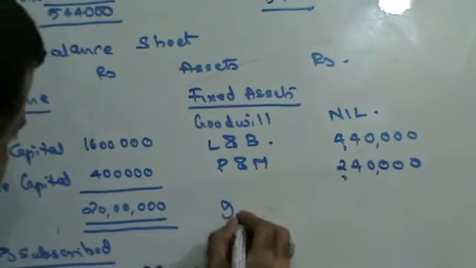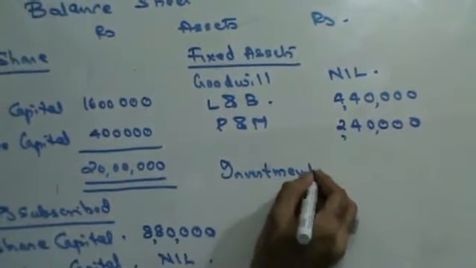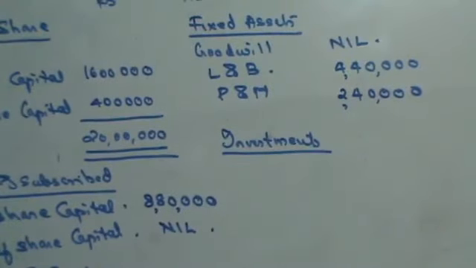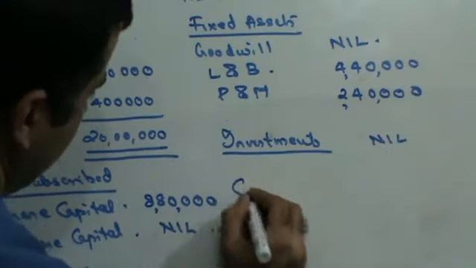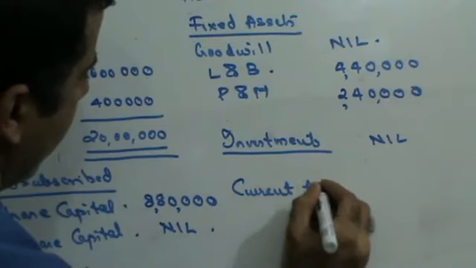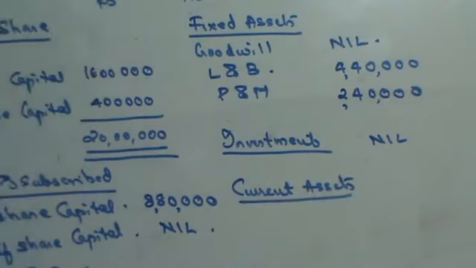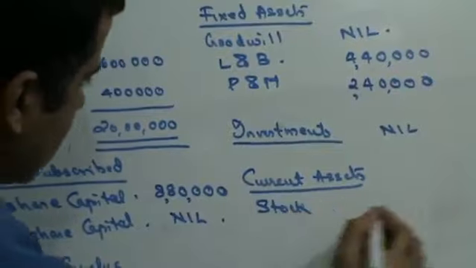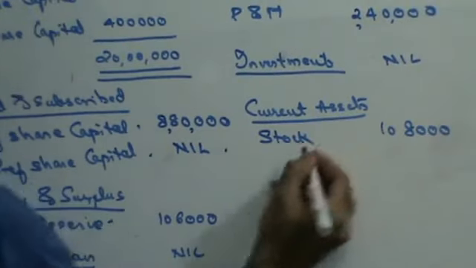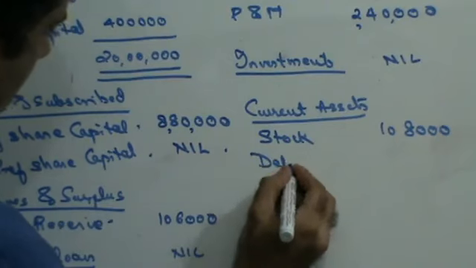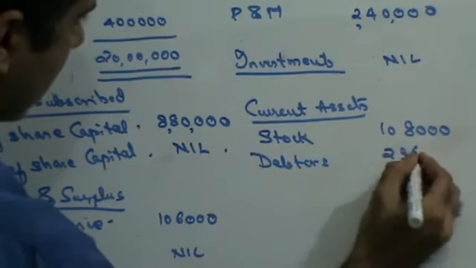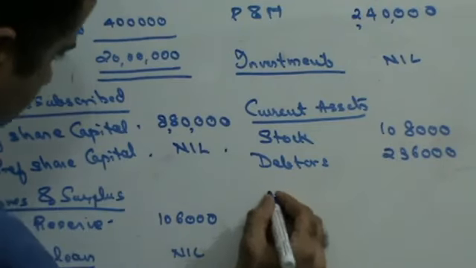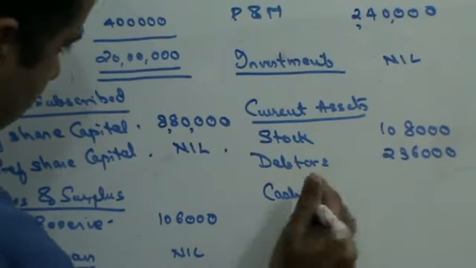Then you have investments. Now investments is 48,000 and you have investments on the credit side 48,000. So that is nil. Then you have current assets. Current assets is given to you stock same as it is 1,08,000. Then you have debtors 2,36,000. Then you have cash in hand, cash in bank, that is.